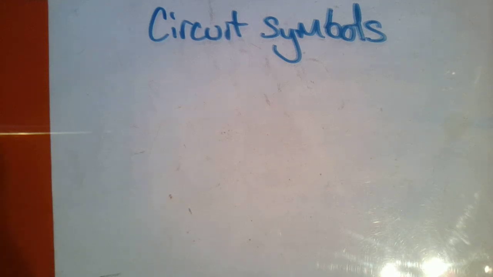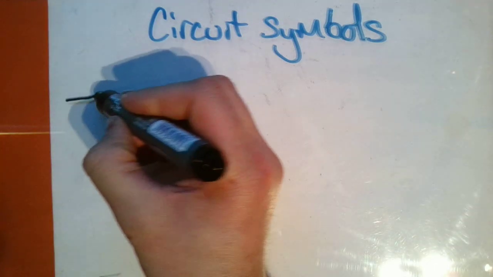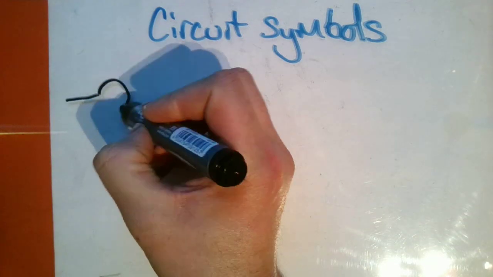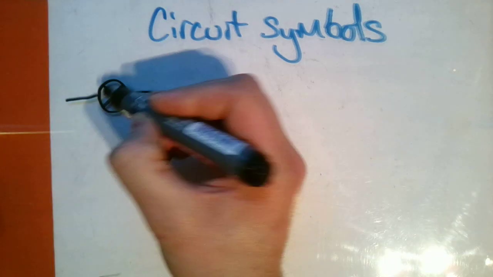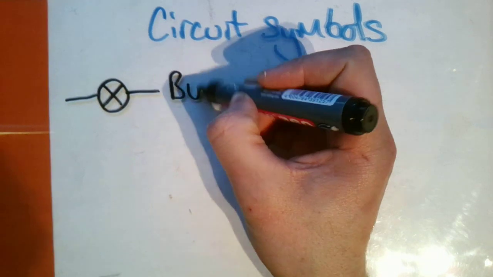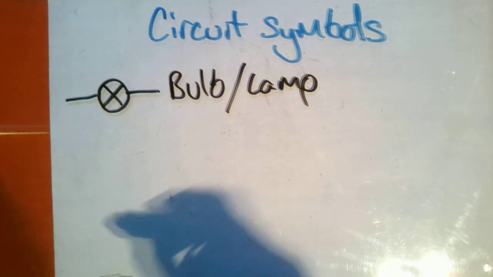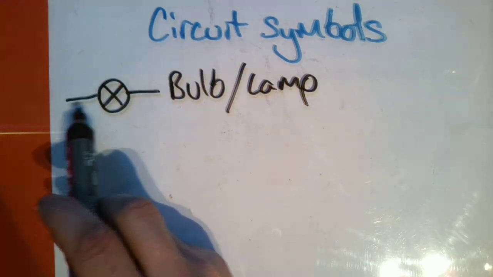So first of all, we've got a nice simple one, which is a bulb or a lamp. Now this looks like a circle with a cross in the middle. So this is a bulb or lamp, and this gives off light. You can see these little lines here just represent the wires going into them and coming out again.